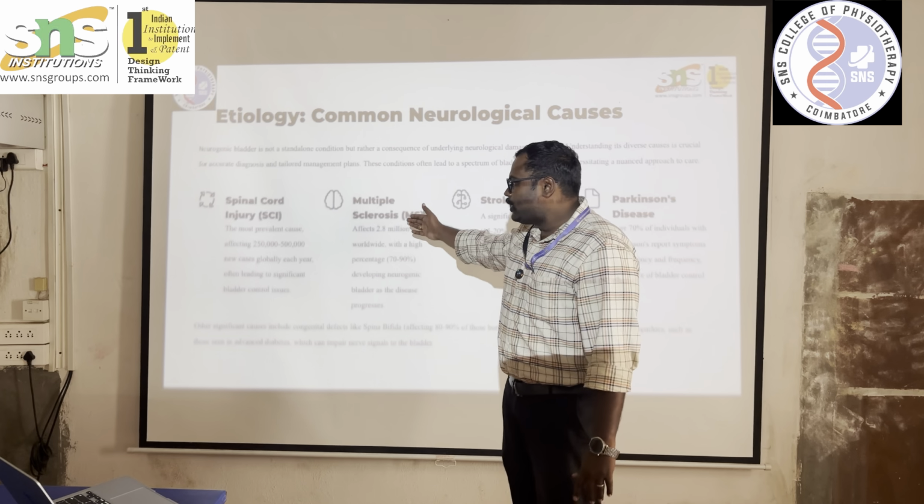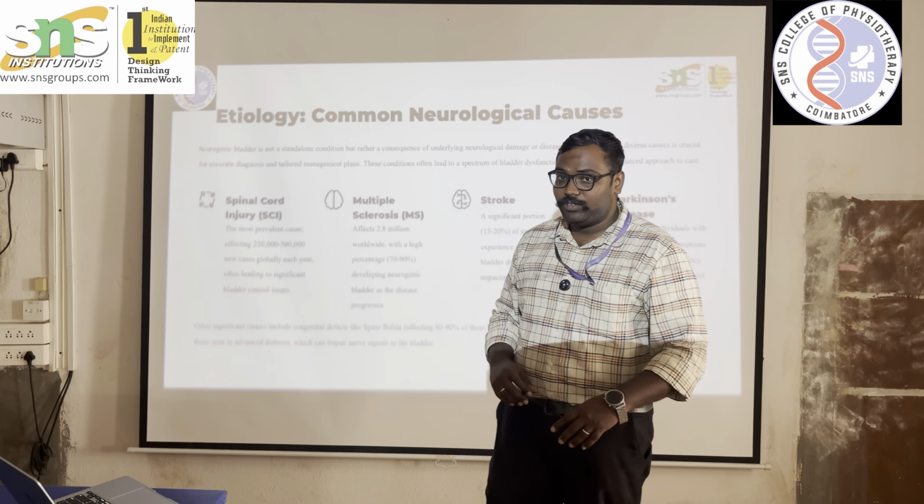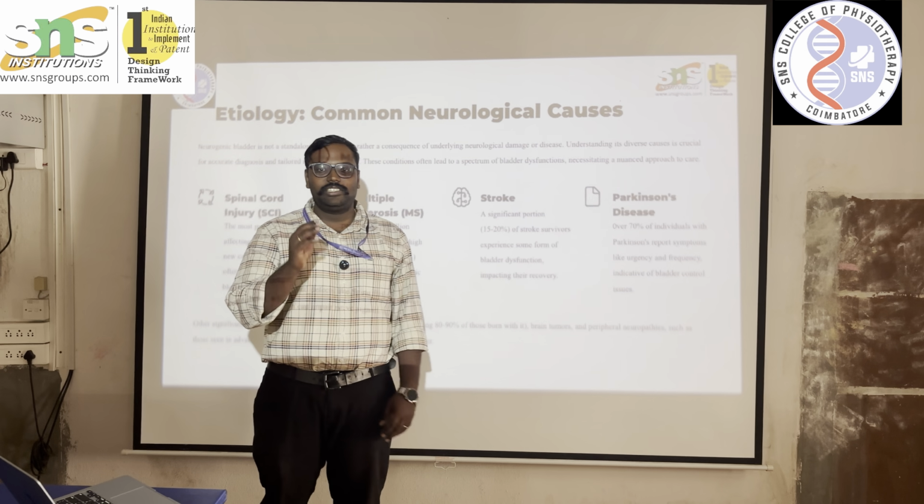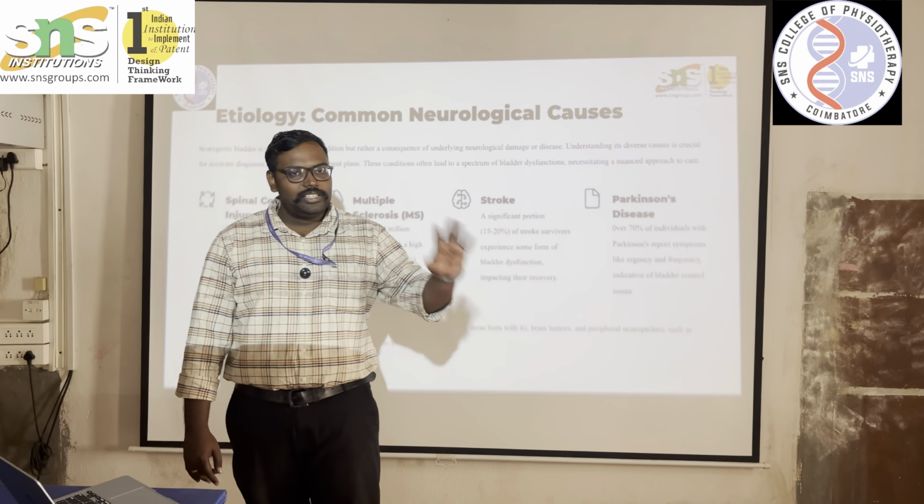Multiple sclerosis, we have already learned what it is: the myelin sheath sclerosis in multiple areas of the brain and the spinal cord. The next common one is stroke. In each and every stroke condition, neurogenic bladder can be present based on the effect. The next one is Parkinson's disease, due to age-related deformity.